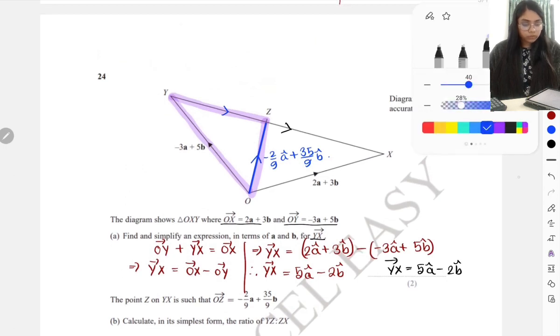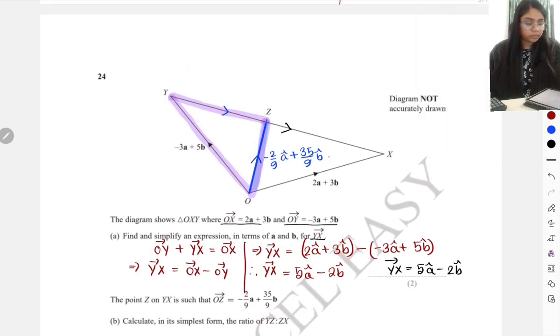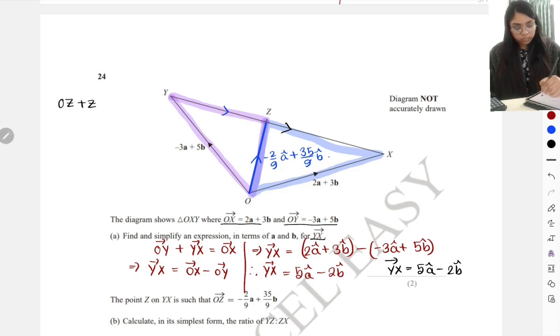For ZX, I'm going to highlight a different section of the journey of the triangle, from this part. OZX, the blue portion, will now be used to find the vector for ZX. We're still in part B. Again, OZ and ZX are in the same direction and OX is in a different direction, so we can write OZ plus ZX is equal to OX. So ZX in that case would be OX minus OZ.